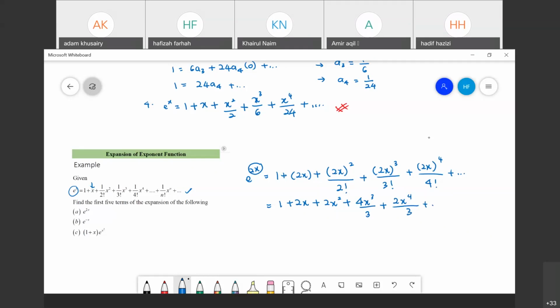Okay, but what they ask you is to find the first 5 terms. So this is the first term, second, third, fourth, and fifth. So our answer will be up until the fifth term. So sampai sini je lah. So you don't have to find up until x to the power of 5 plus x to the power of 6. So just give your final answer up until the first 5 terms.